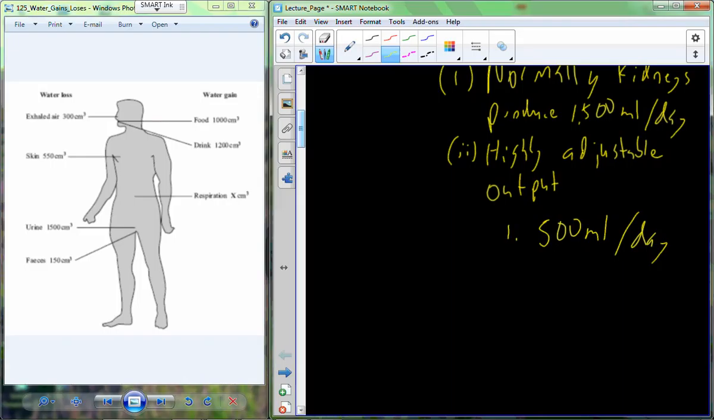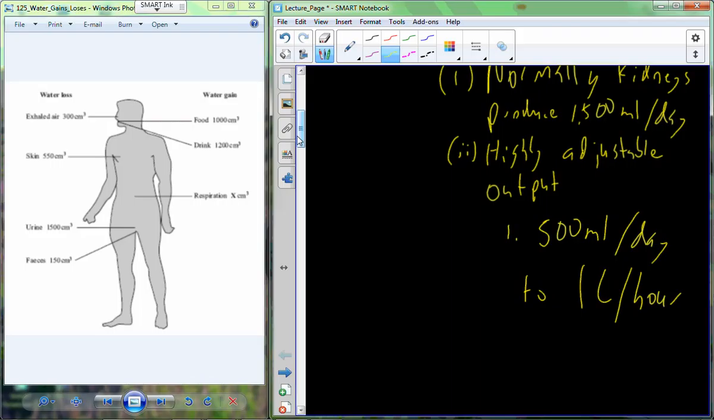So we have highly adjustable output from our kidneys. On the range of outputs, it would appear that a minimum urine production on a daily basis is roughly about one-third of what it normally is. And most of that is dedicated to the removal of metabolic toxins that, if they were allowed to build up, would result in severe complications for the individual.